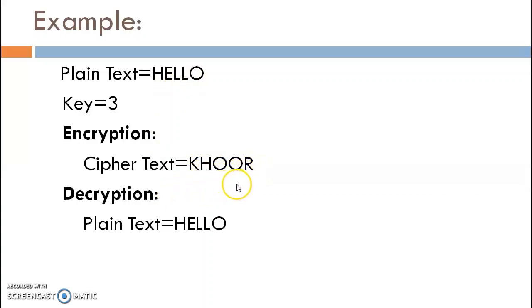In the same way for decryption, we apply the decryption algorithm D of C equals C minus key modulo 26. So for the ciphertext letter K, the first letter, K minus key 3 modulo 26 gives the result H. In the same way for the other letters.